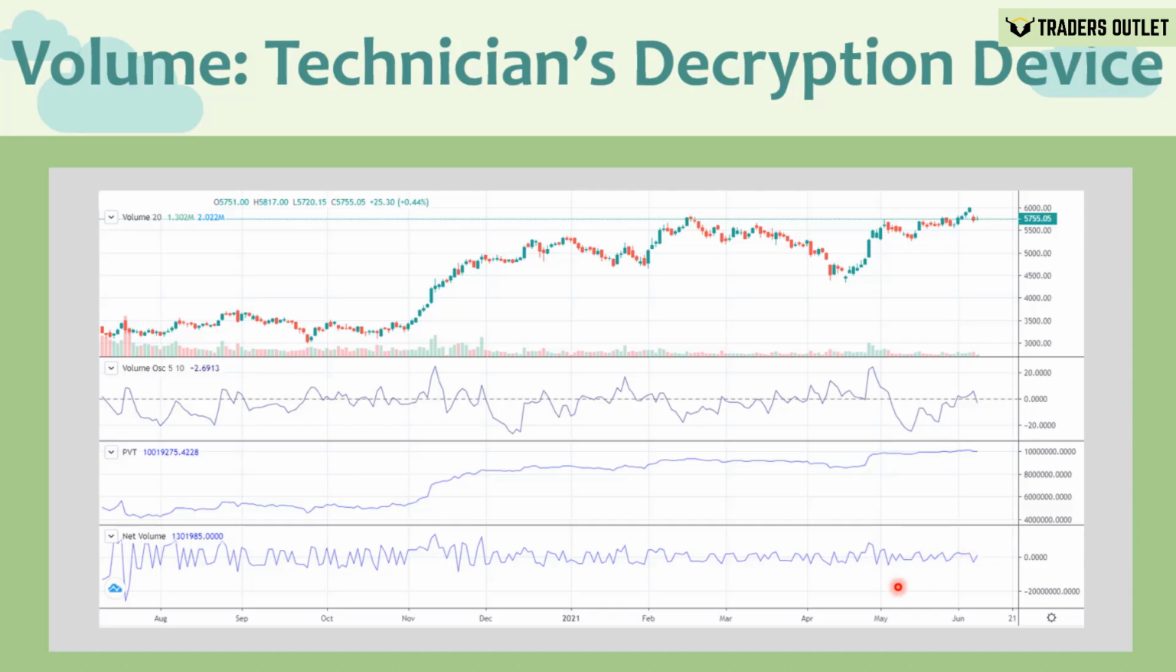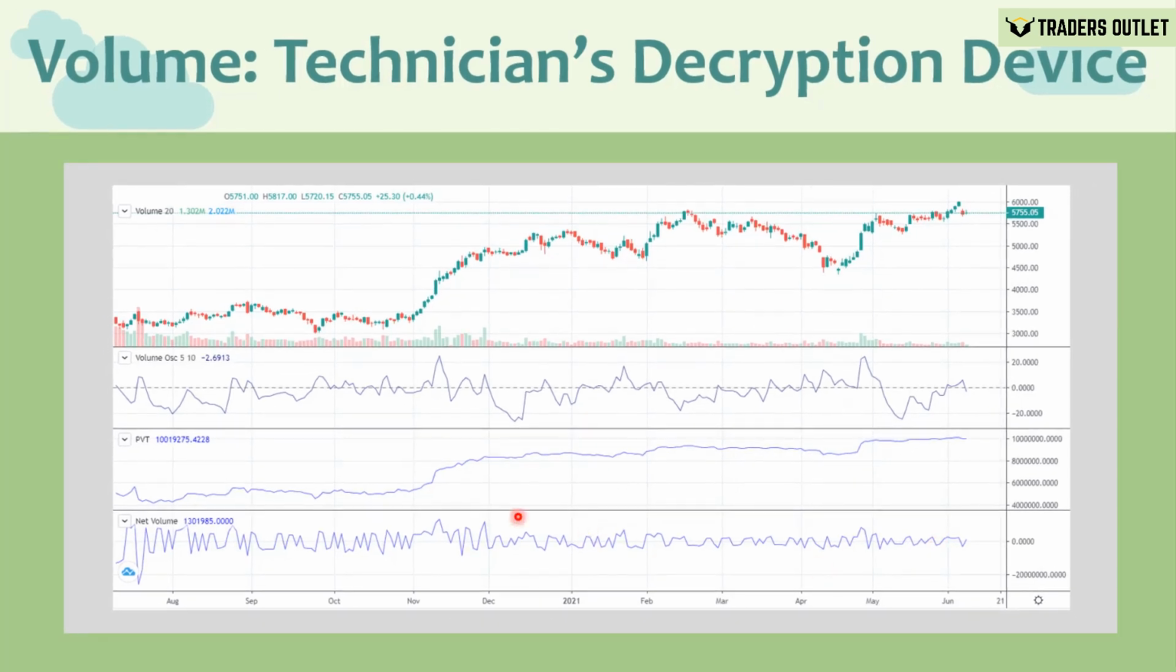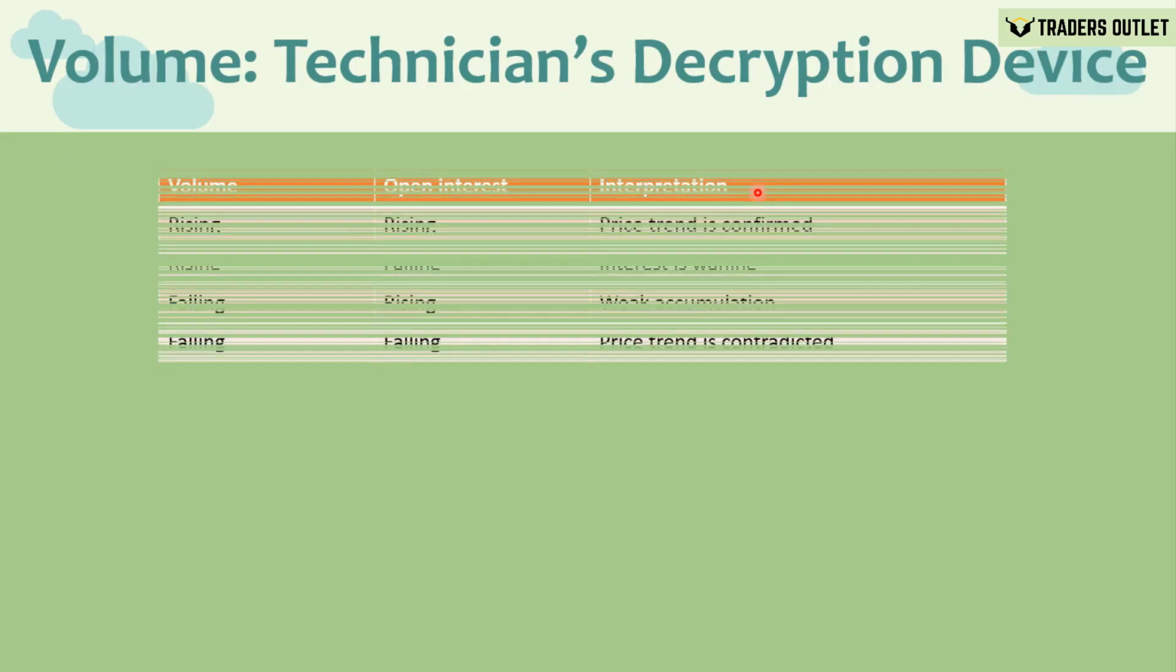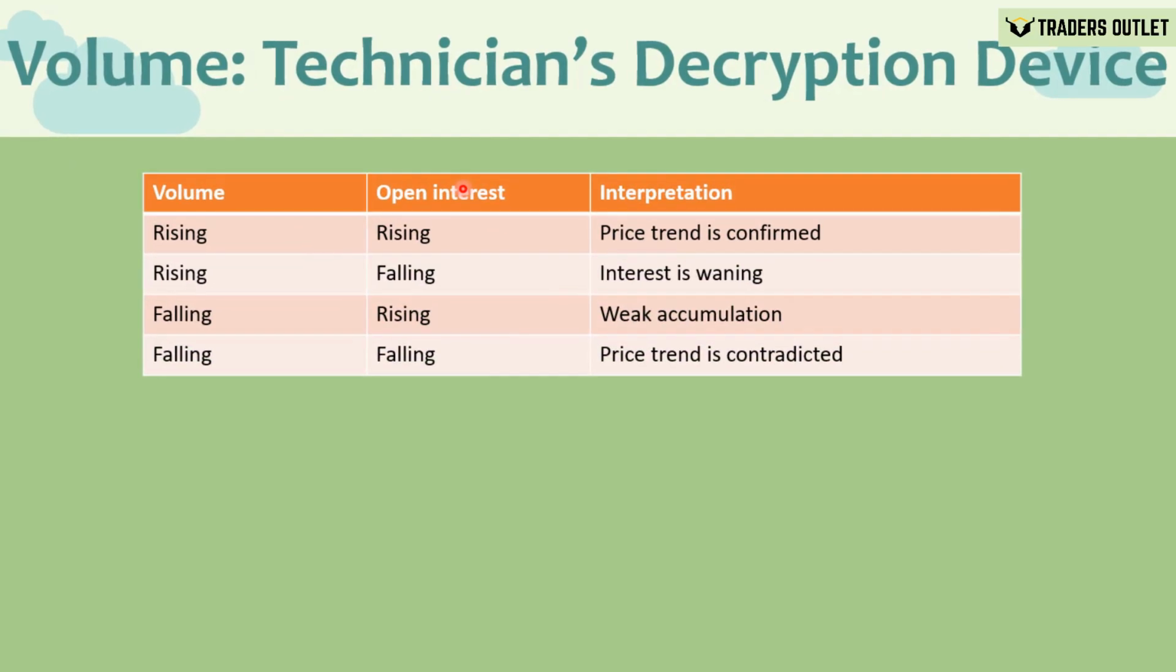The price is temporarily stabilized. The market participants are pulling out of the trades as of now, right? So that's all we understand from net volume trends. Next we will see how volume and open interest go hand in hand.